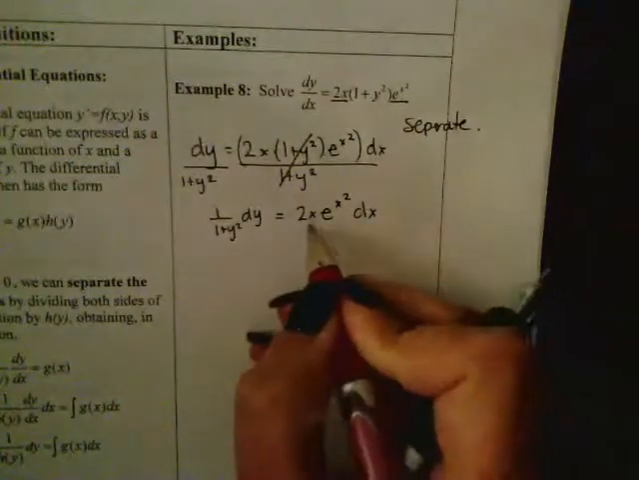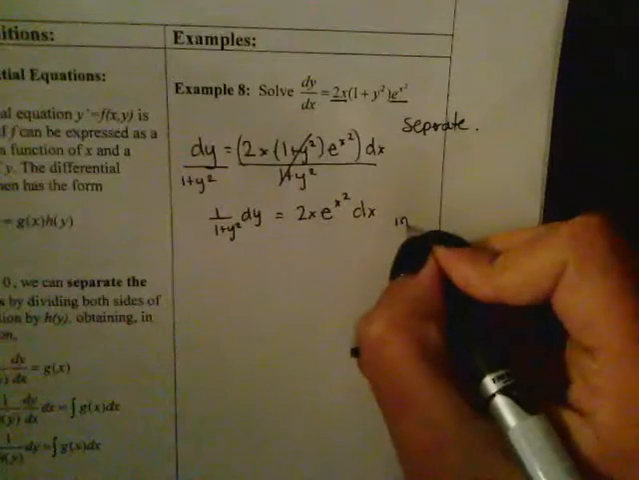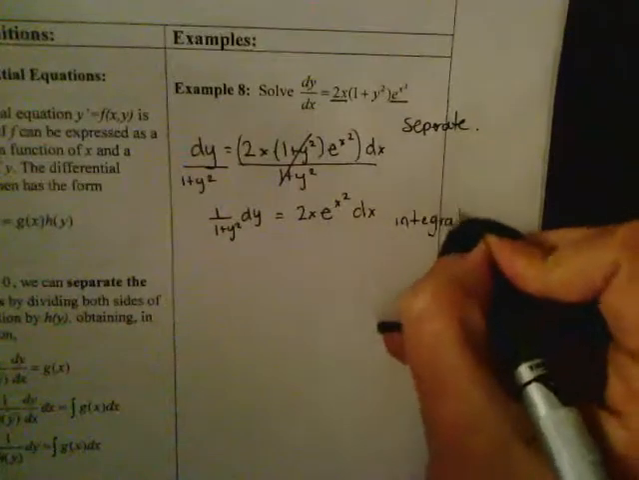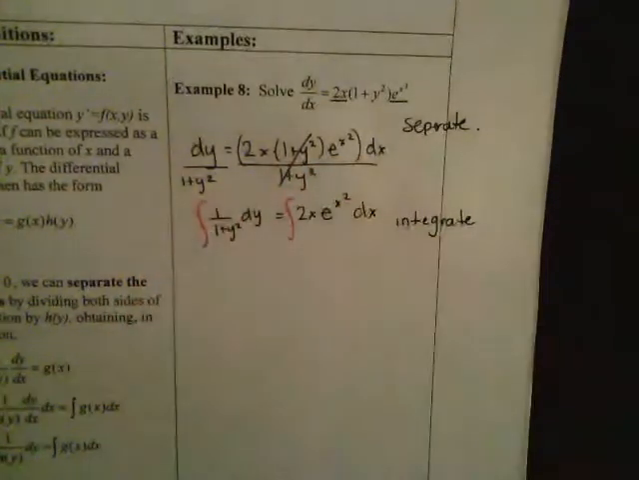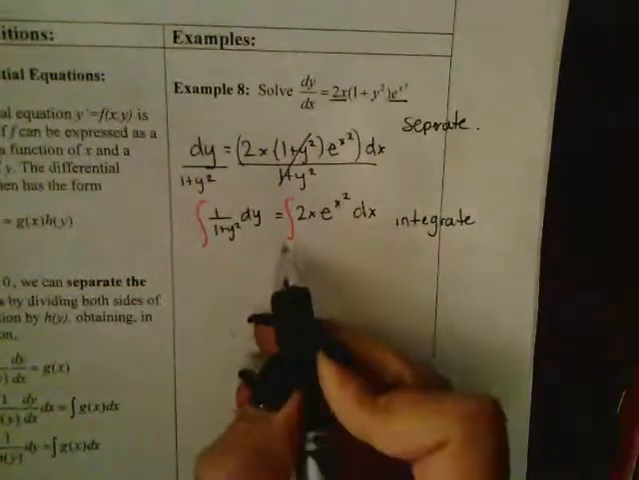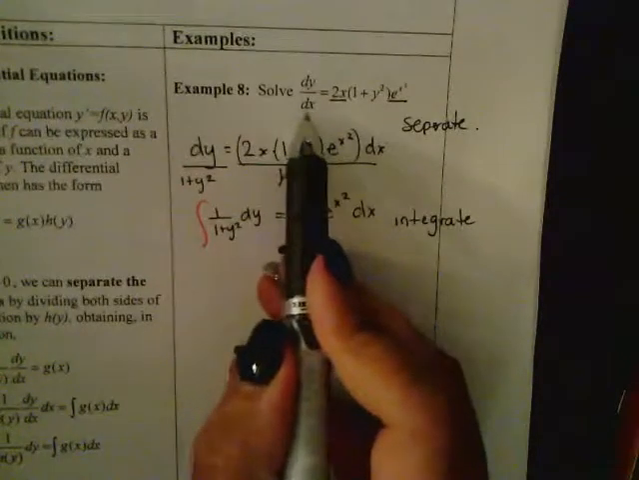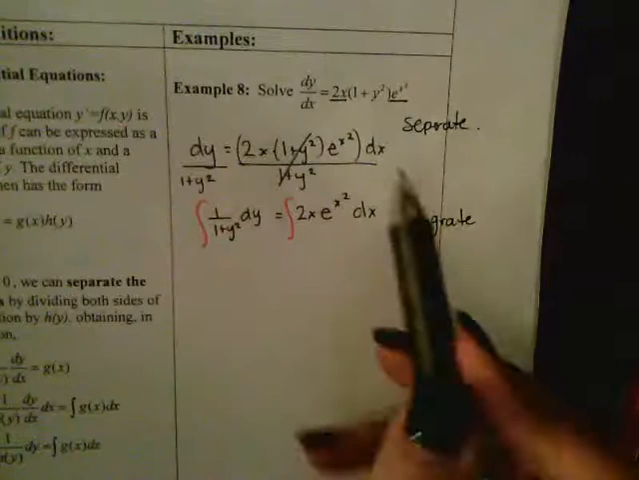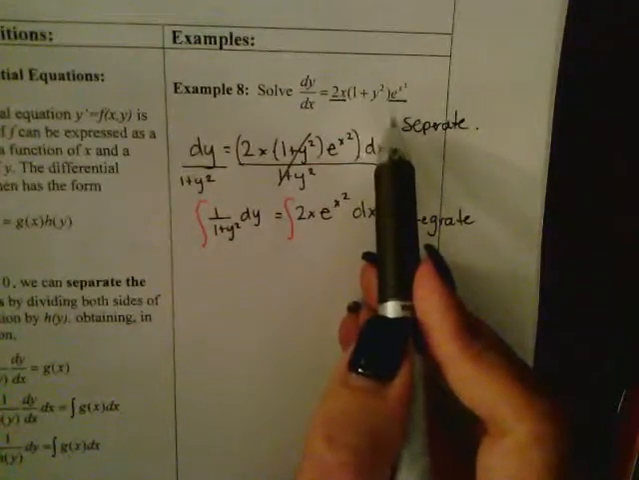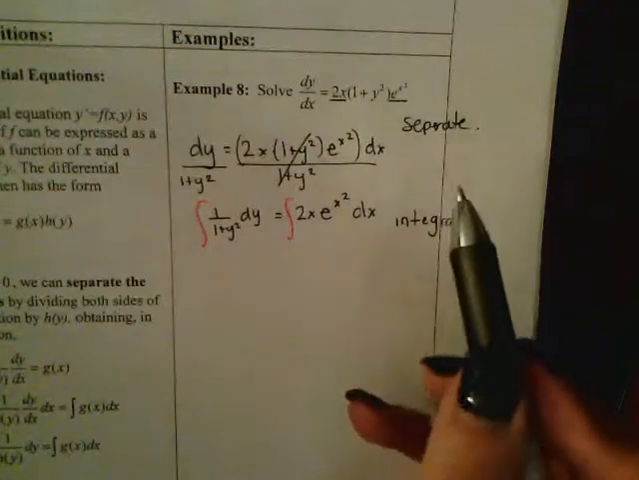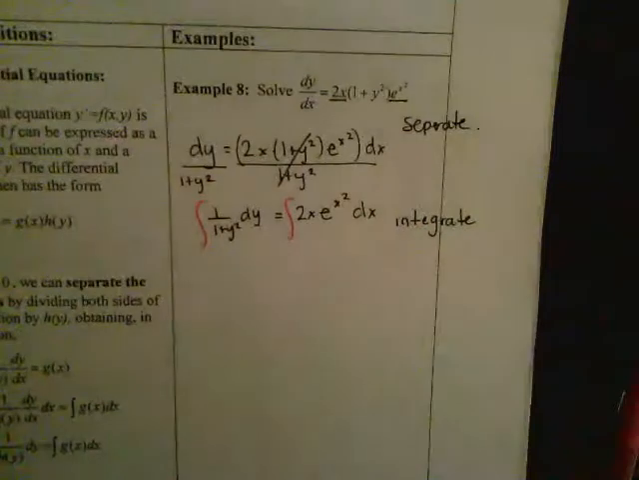So after we've separated the x's from the y's, we are going to integrate. The reason we're doing this is so we can go back. Basically, we're trying to find the antiderivative in terms of y. So this is an implicit equation, and we are trying to find it in terms of y. So we're going to integrate.